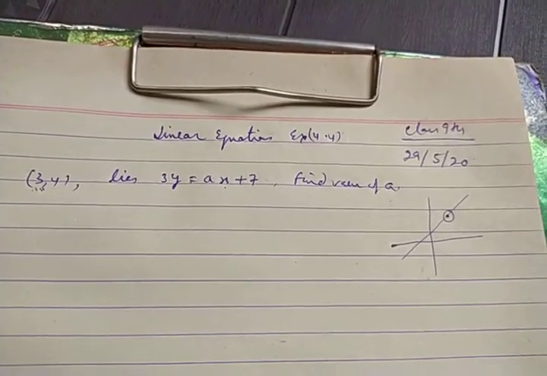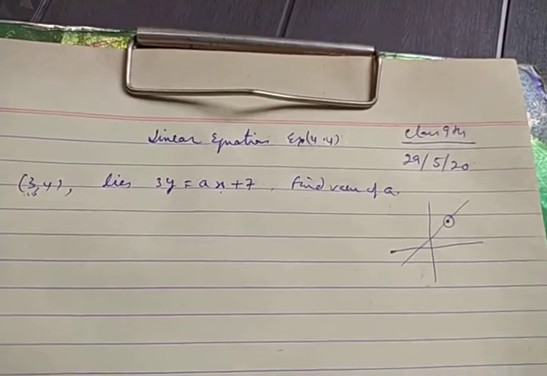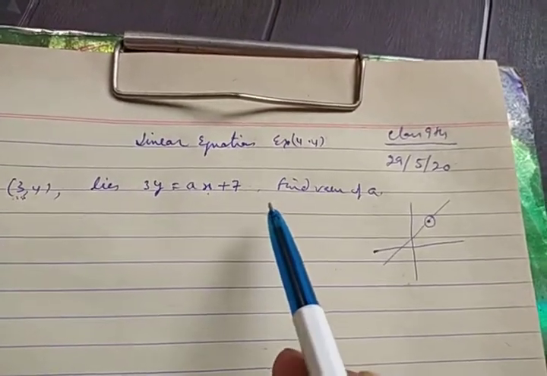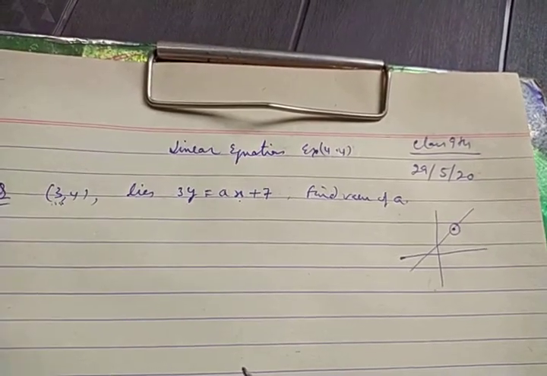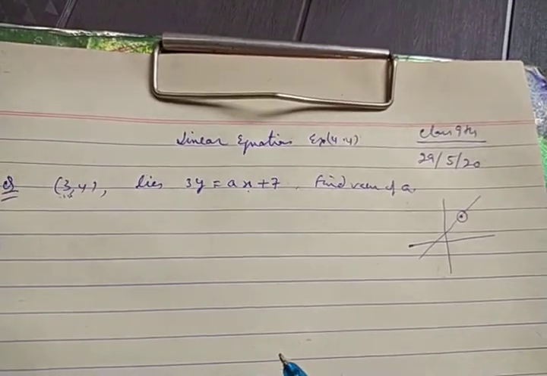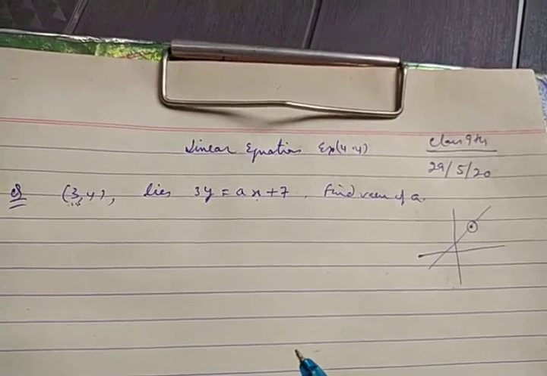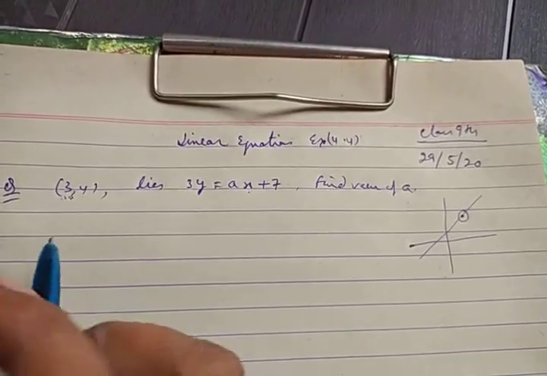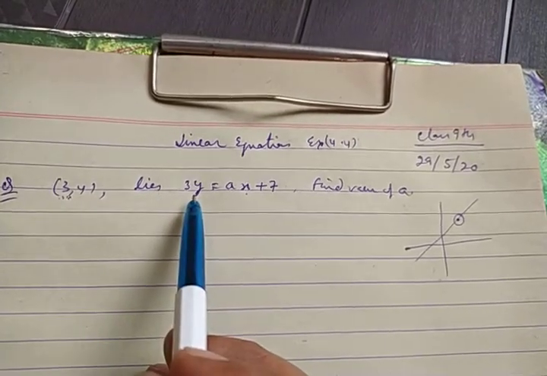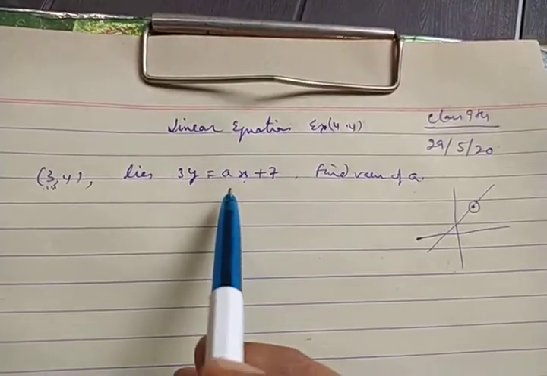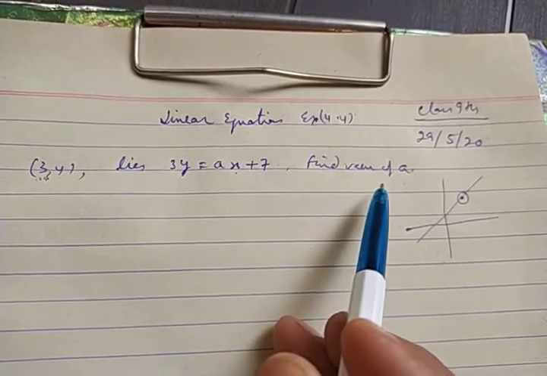Today's topic is Exercise 1.4 4.4, that is the last exercise of the chapter Linear Equations. Before going through this exercise, I will explain one question from the previous exercise. That is the question: the point (3, 4) lies on the line 3y = ax + 7. Find the value of a.